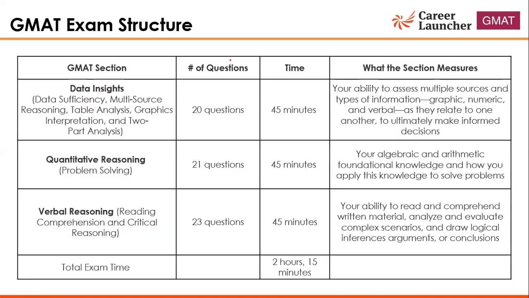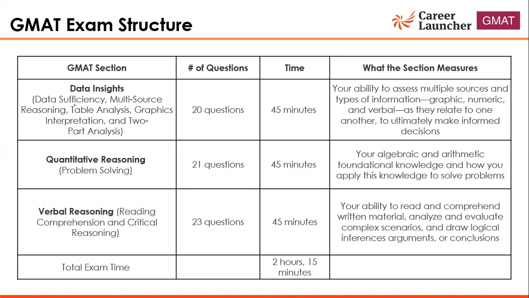Now, when it comes to the test, there are three sections that you will find on the test. So, data insights, quantitative reasoning, and verbal reasoning. These are the different sections that you will have on the test here, right? So when it comes to data insights, 20 questions, 45 minutes, data sufficiency, multi-source reasoning, table analysis, graphical interpretation are all the different types of questions that we'll have.